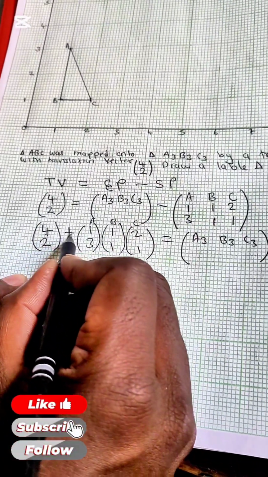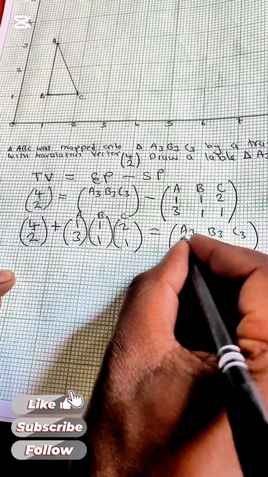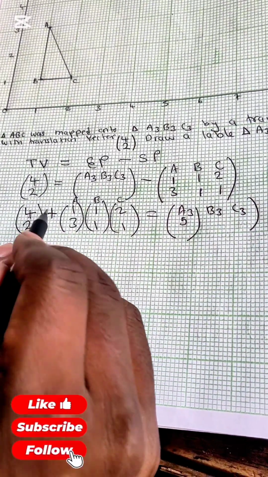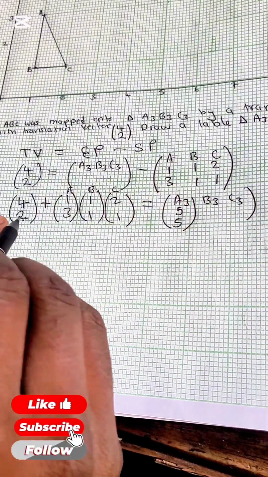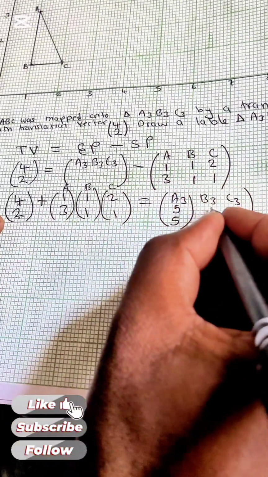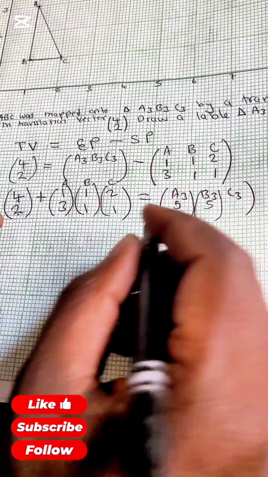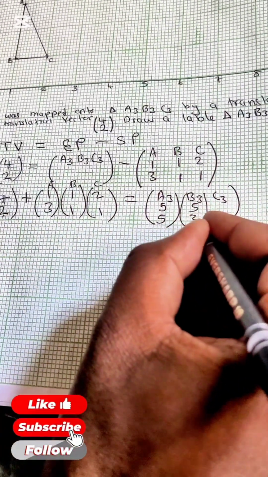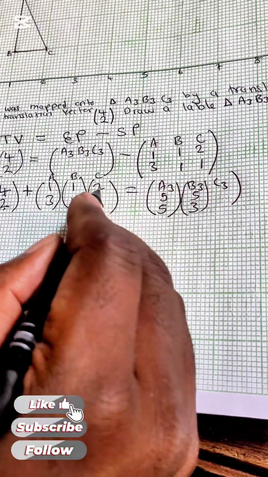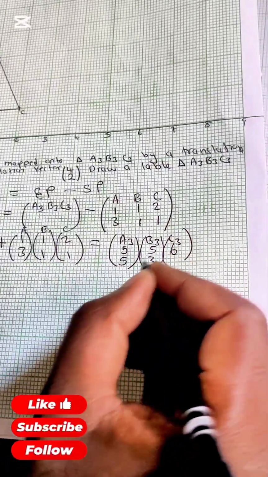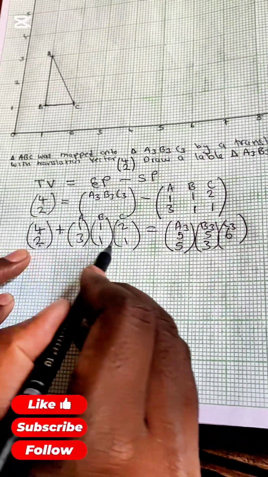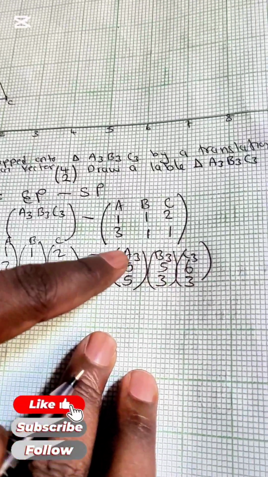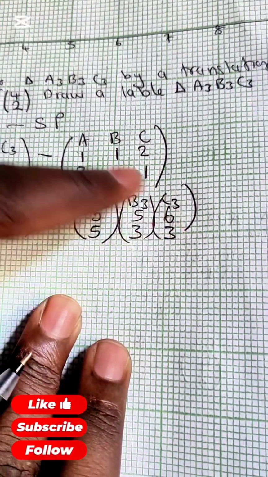So 4 plus 1, you get 5. Then 2 plus 3, you get 5. 4 plus 1, that's 5. Then 2 plus 1, that's 3. Then 4 plus 2, you get 6. 2 plus 1, you get 3. So these are the coordinates of triangle A3, B3, C3.